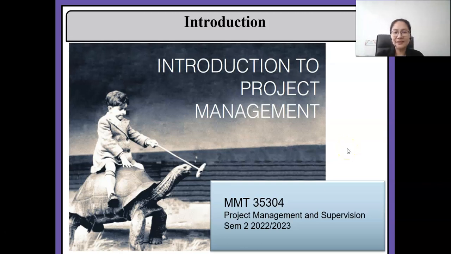Hi class. Today we introduce Introduction to Project Management. So this is our first chapter. Before we go into detail for each phase of project management, let me introduce the big picture about project management. You need to have an idea about project management skills and the project management definition before you go through every phase of project management.